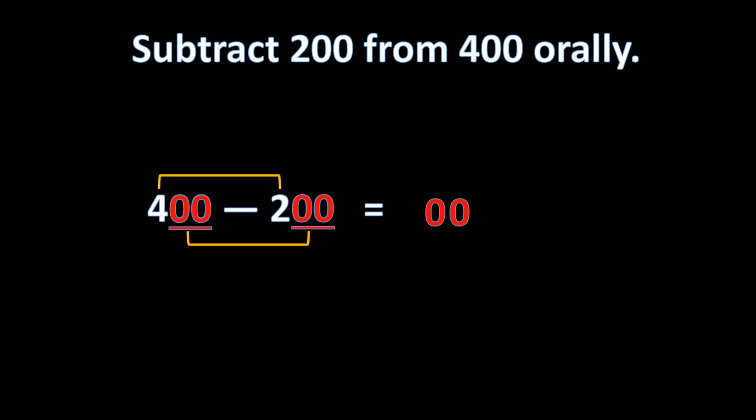Now, look in the hundreds place in 400 and 200. We have 4 minus 2 which is equal to 2. So, the difference is 200.